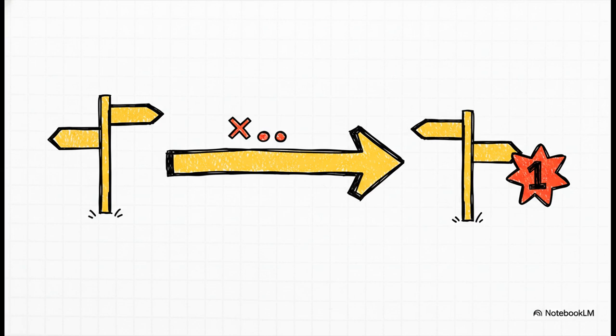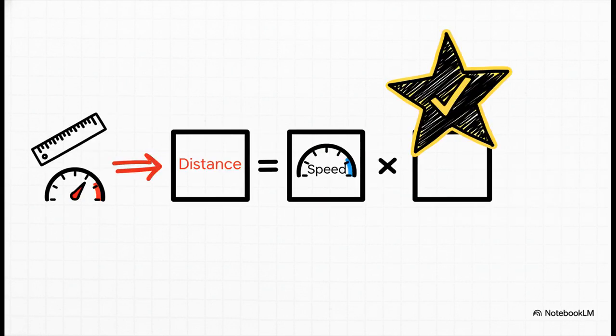The distance is given in kilometers, right? But the speed of light is in meters per second. So step 1, you just convert the units. Change kilometers to meters, write it down, and you've already scored your first point. Simple as that.